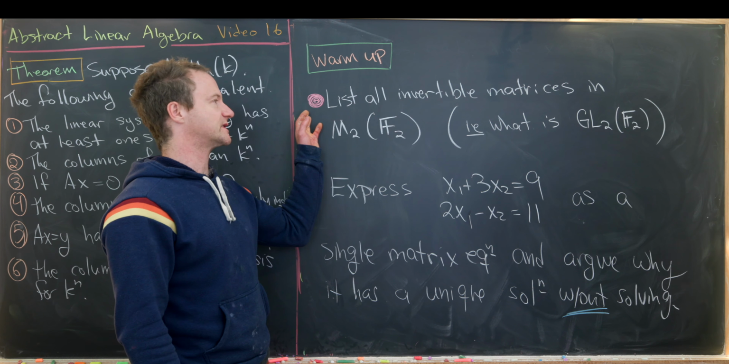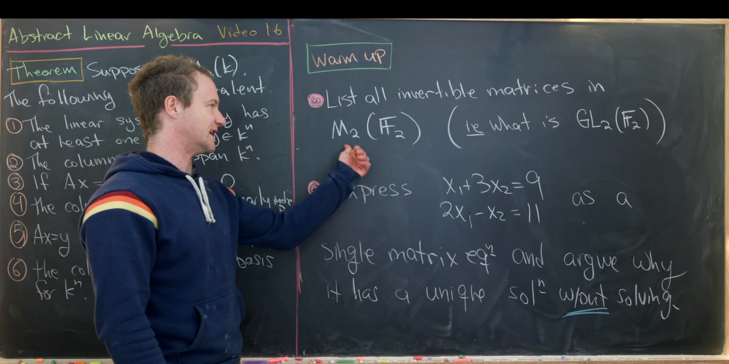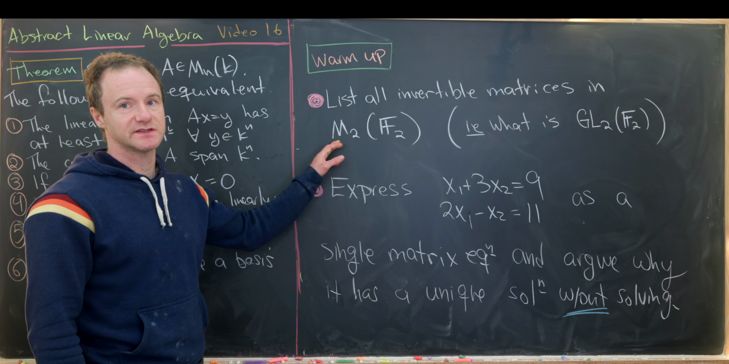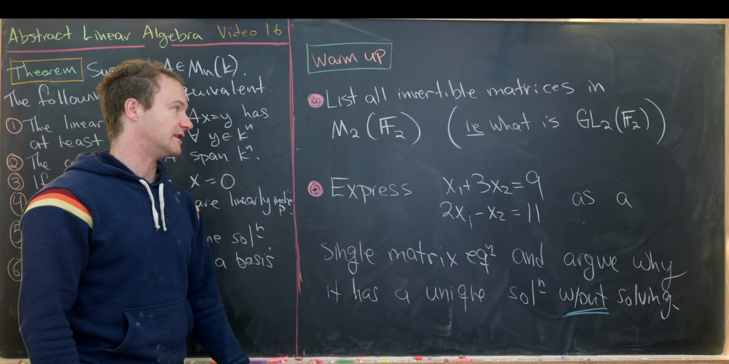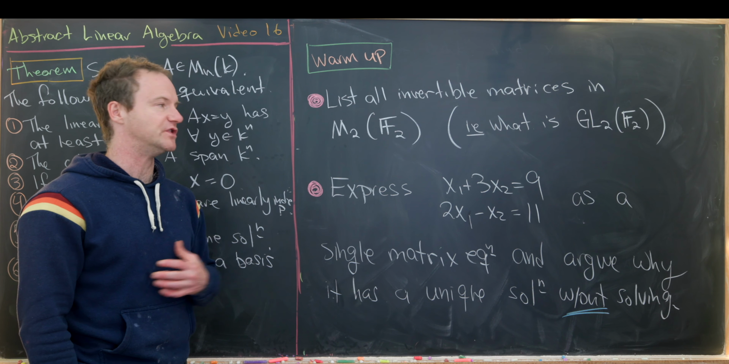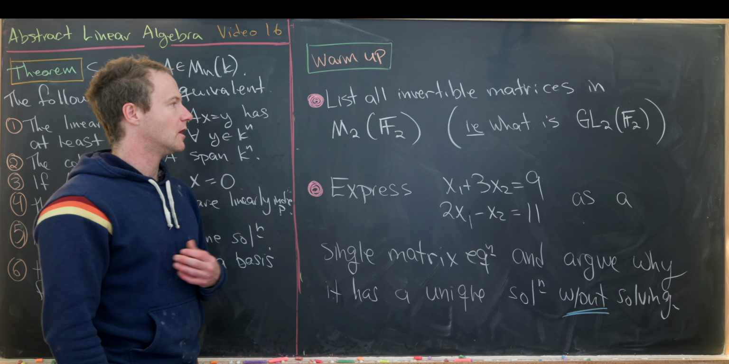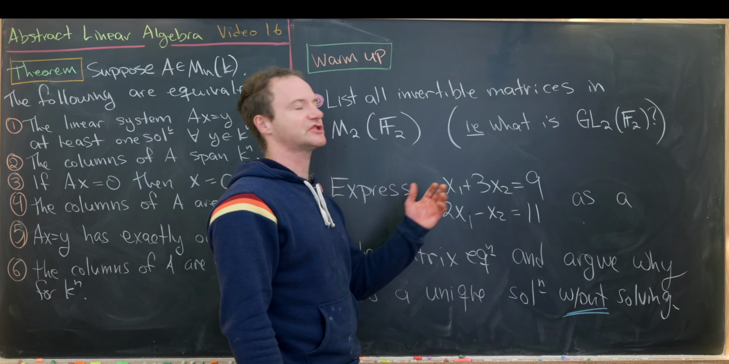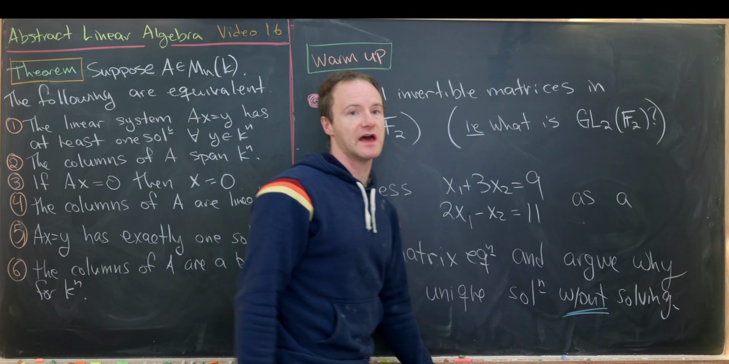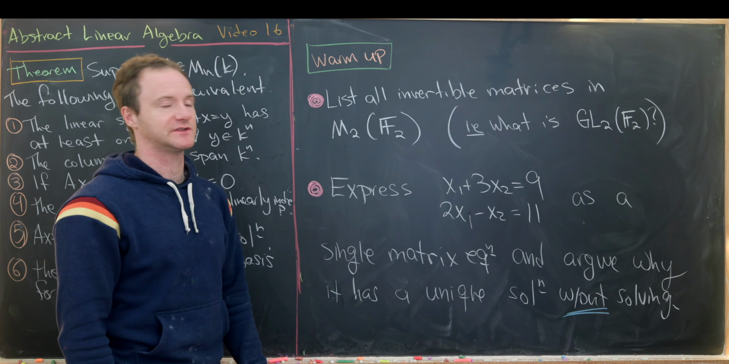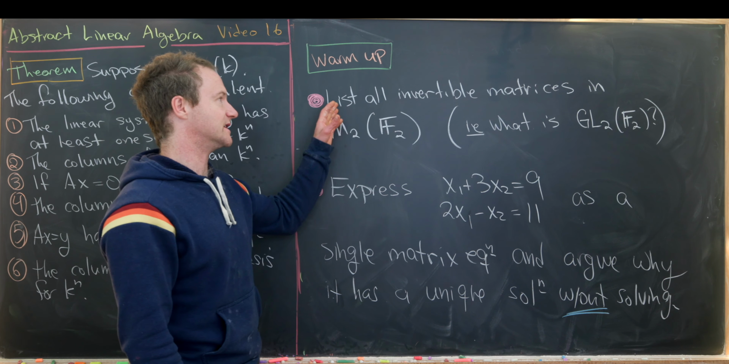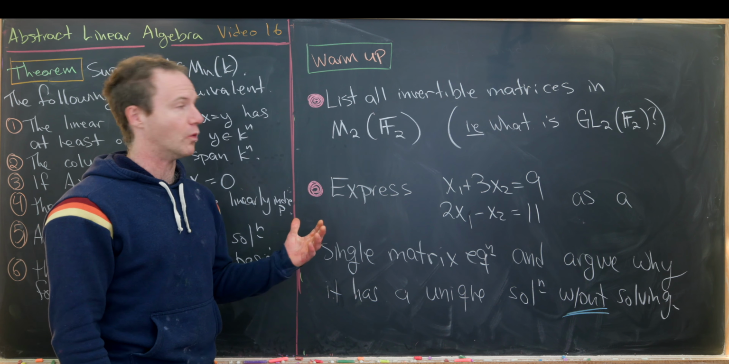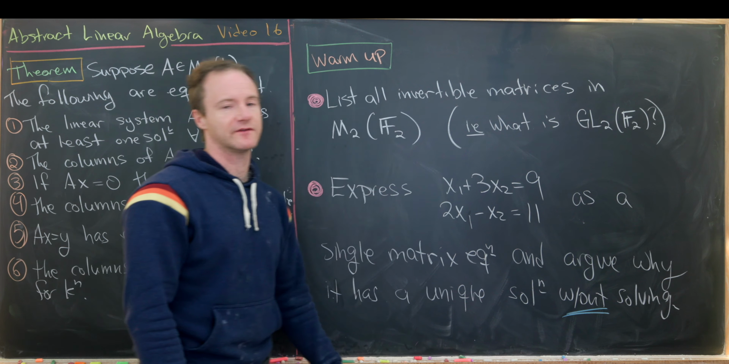So anyway, the first one is to list all invertible matrices in M2(F2). So let's recall that those are 2 by 2 matrices where the entries are in the integers modulo 2 viewed as a field. Okay, and then I'd like to point out that this is exactly the 2-dimensional general linear group on F2, which is denoted by GL2(F2). What I mean is that the set of all of these invertible matrices forms a group. Recall we talked about groups a while ago, and that group is called GL2(F2).